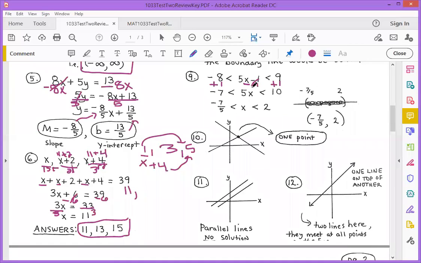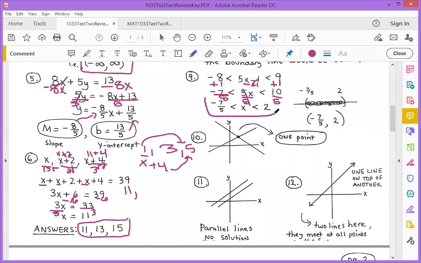When you add 1 in the middle, you're left with 5x. On the right side, 9 plus 1 gives you 10. On the left side, negative 8 plus 1 gives you negative 7. Lastly, you want to divide all 3, the middle, the right, and the left, by 5. So the 5s will cancel here, leaving x. On the right side, 10 divided by 5 gives you 2. On the left side, negative 7 divided by 5 gives you negative 7/5.